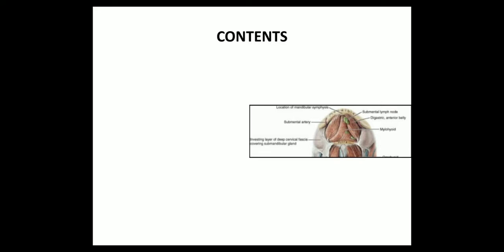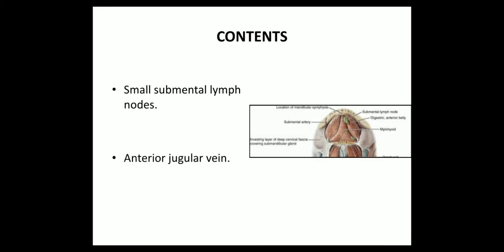The contents are the small submental lymph nodes, which drain the superficial tissue below the chin, the central part of the lower lip, the adjoining gums, the anterior part of the floor of the mouth and the tip of the tongue. All these finally drain into the submandibular nodes. Another content of this triangle is the anterior jugular vein.